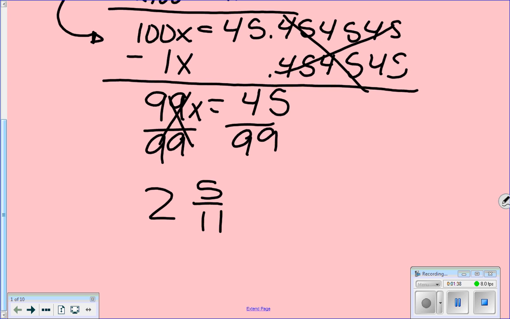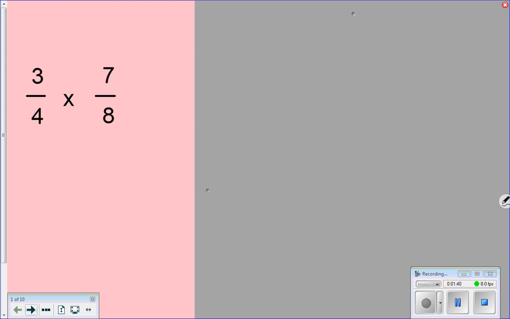All right, so what we're going to start with today is multiplying rational numbers. This is called multiplying rational numbers. We're going to start with multiplying fractions. Okay? So, a few things about multiplying fractions. I think it's the easiest thing you do in fractions.